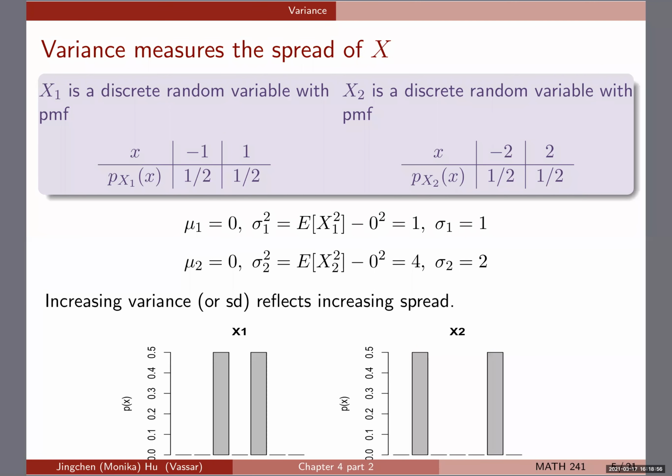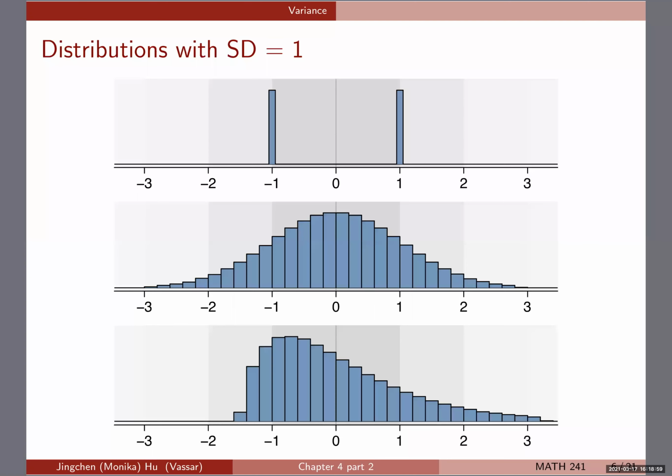Just so you know, there are all kinds of distributions out there with standard deviation equal to 1. The example that we had earlier was on the top. But maybe some of you know about the normal distribution, which we're also going to cover in chapter 5, a continuous random variable. The standard normal distribution also has a standard deviation of 1.